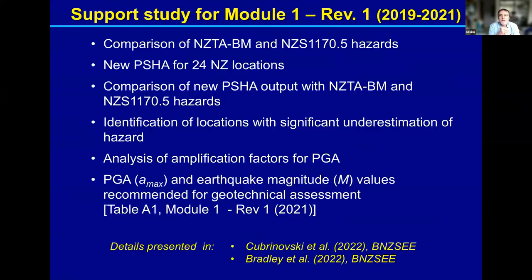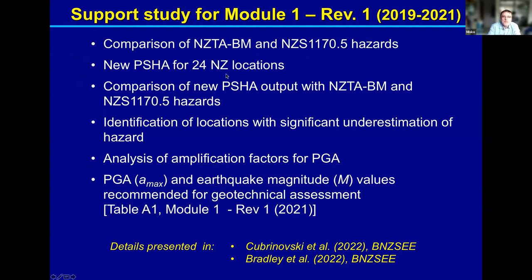So when we were revising module 1 in the period 2019-2021, we decided that we now had to address these hazard differences, despite our principal notion that we should not go into hazard calculations. It was time for us to check what was going on. So these are the issues that were investigated in a specific study, which was supporting the development of module 1, revision 1.